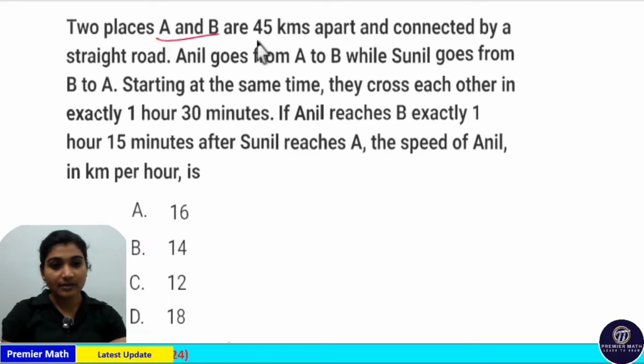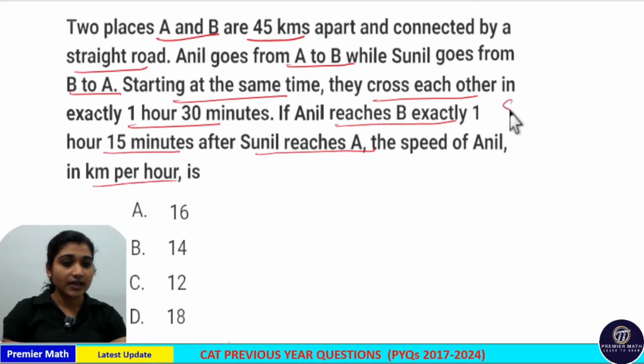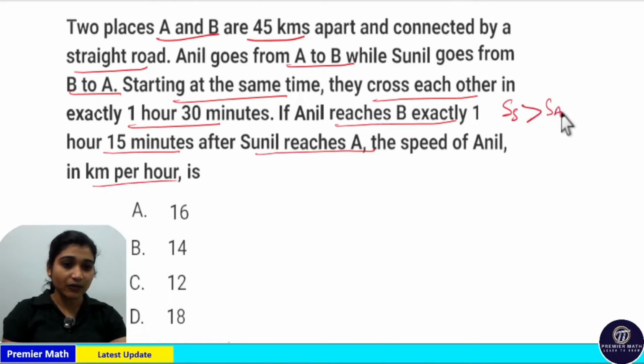Two places A and B are 45 kilometers apart and connected by a straight road. Anil goes from A to B while Sunil goes from B to A. Starting at the same time, they cross each other in exactly 1 hour 30 minutes. If Anil reaches B exactly 1 hour 15 minutes after Sunil reaches A, speed of Anil in kilometer per hour is? Here clearly speed of Sunil is greater than speed of Anil, because Anil takes a lot more time than Sunil to cover the same distance.